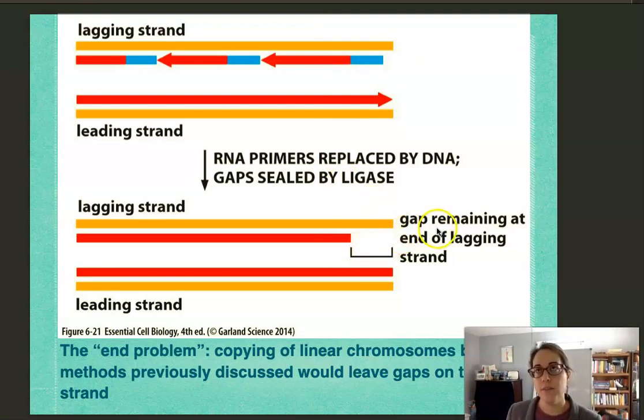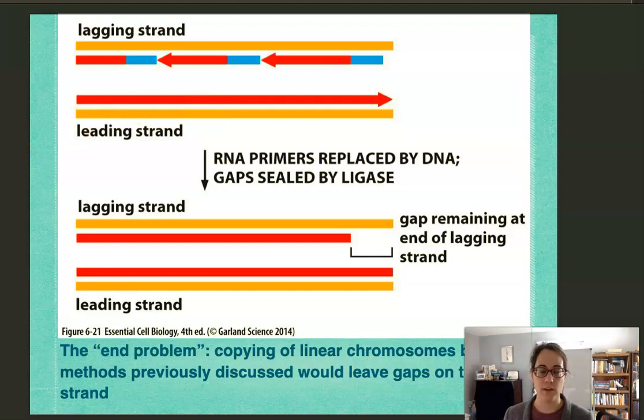So neither DNA polymerase can come and add in this direction because it needs an RNA primer, but there's really not enough of a place for an RNA primer to be put down and then for DNA polymerase to add to it. And even if we did that, then we'd have to remove the RNA again. And so we'd always have a gap remaining at the end of the lagging strand if we use the method that we just talked about.